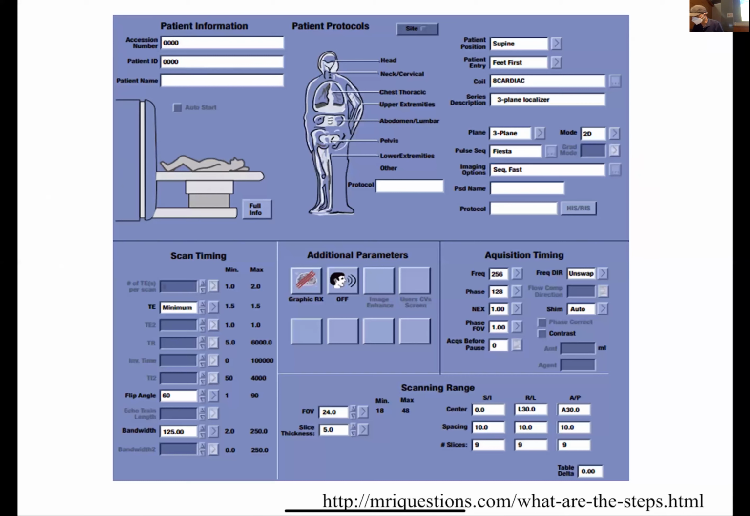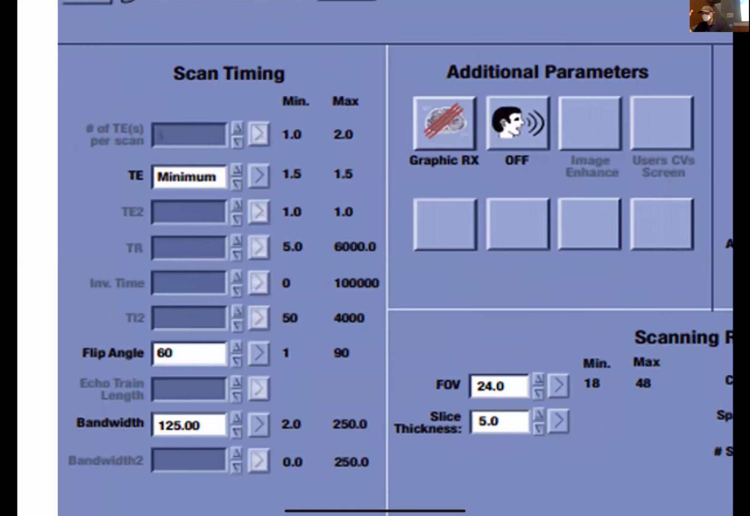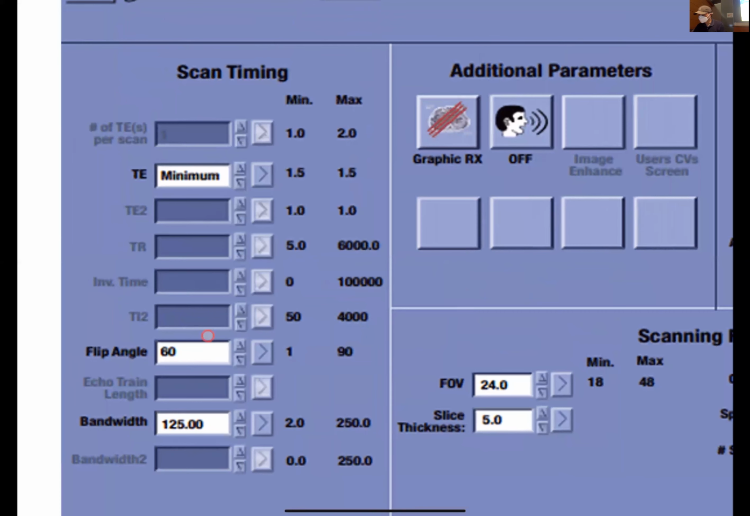Some parameters we've looked at. So the flip angle we've talked about a little bit. That's how much, so we zoom in on that. The flip angle is how much you're going to tip the magnetization. Okay. Echo time, we really haven't talked about too much. We'll talk about that in a future slide. Bandwidth, we'll talk about a little bit here. This is 125, so essentially 125 kilohertz.